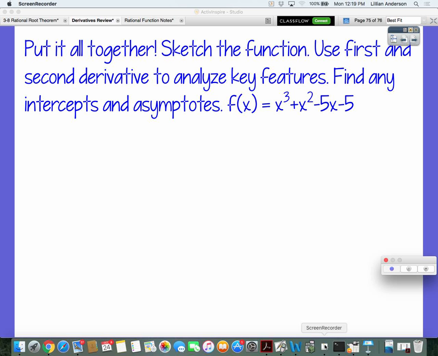We are actually going to wrap this without using our calculator. We're gonna use the first and second derivative to analyze key features, and we're gonna find any intercepts and asymptotes if there are any.